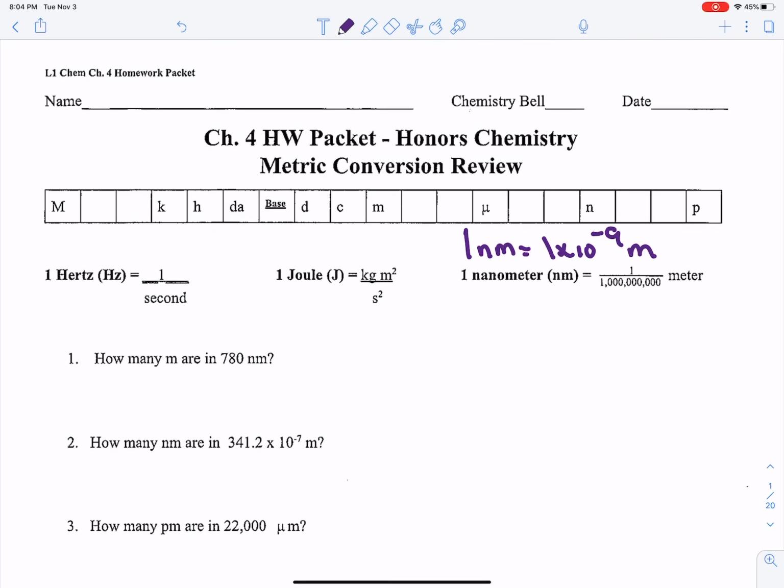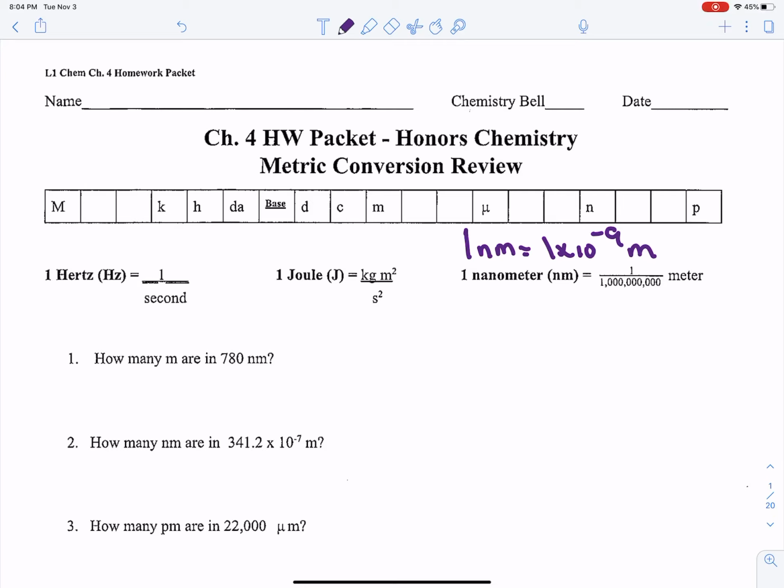Okay, I'm going to show you how to do some of your homework problems. The first page in your homework packet has to really go back to the factor label method. So I'm going to show you how to set them up. We're going to use different units than we've done in the past. We're going to use nanometers.